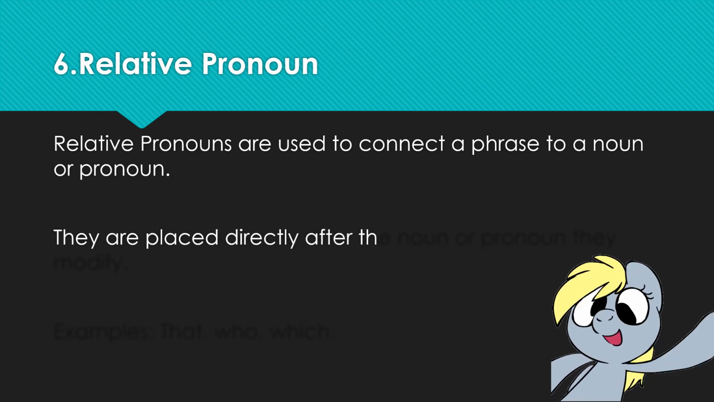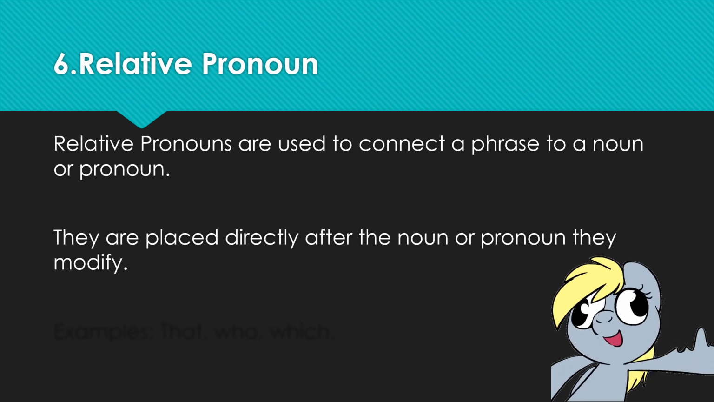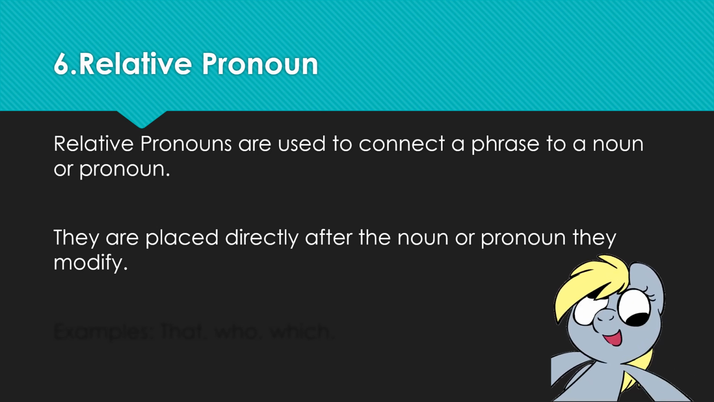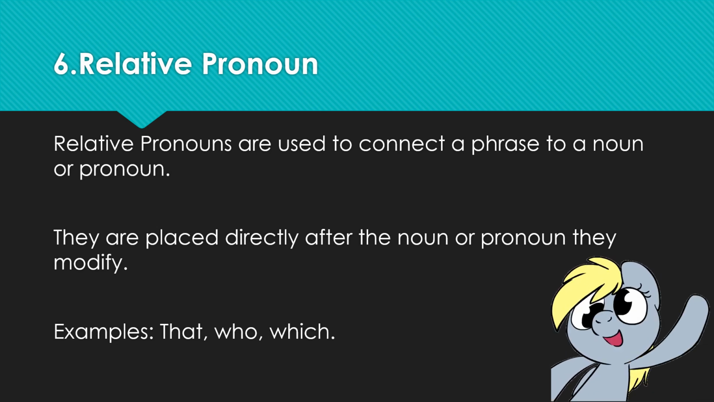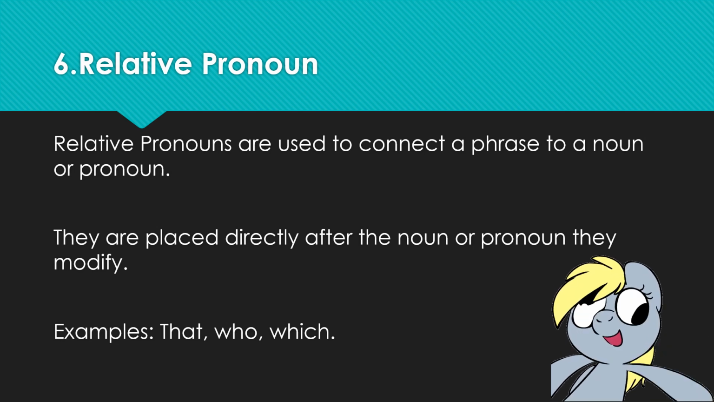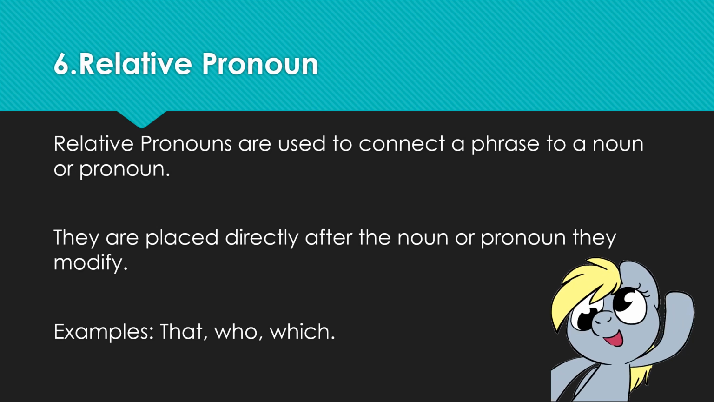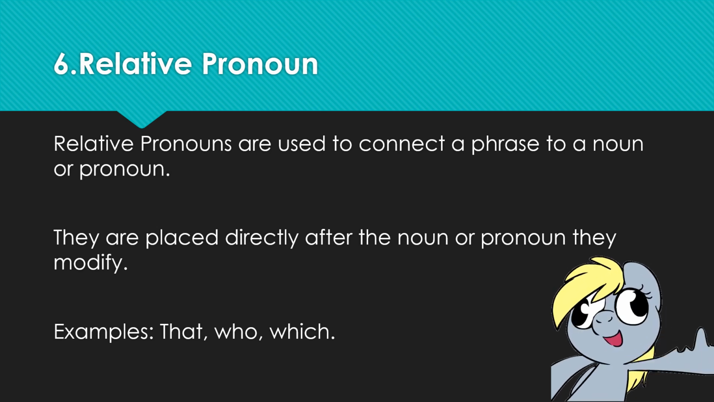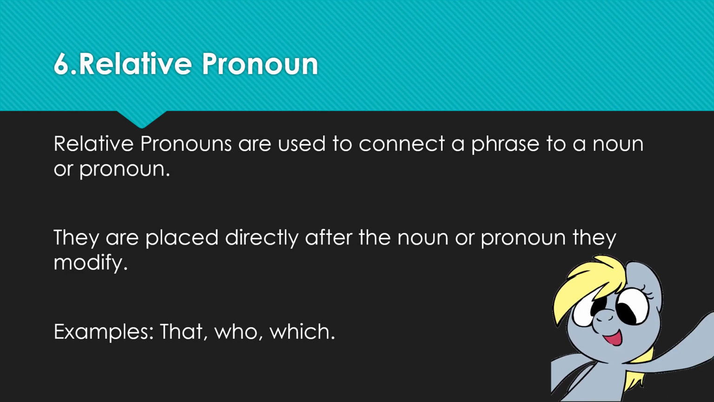They are placed directly after the noun or pronoun they modify. So for whatever noun or pronoun they have been used, they are placed directly after that. Some examples are that, who, and which. One thing to note down is that these words that, who, which are also used as either demonstrative pronouns or interrogative pronouns. So it is not that they cannot be used anywhere else. They have some other applications also. Now let us see what these relative pronouns do.